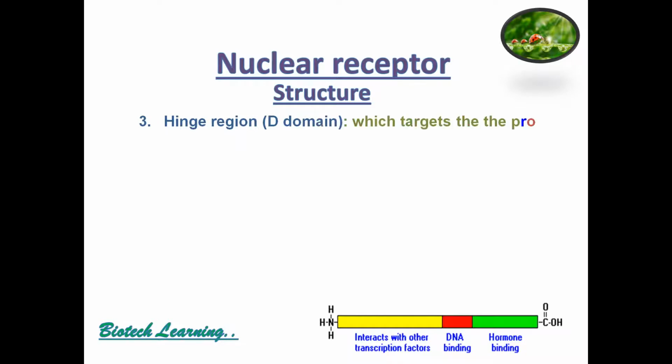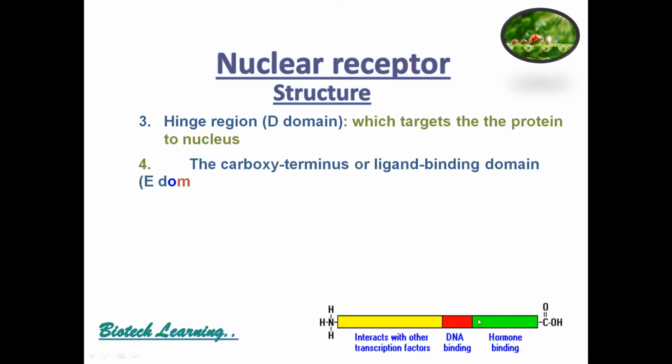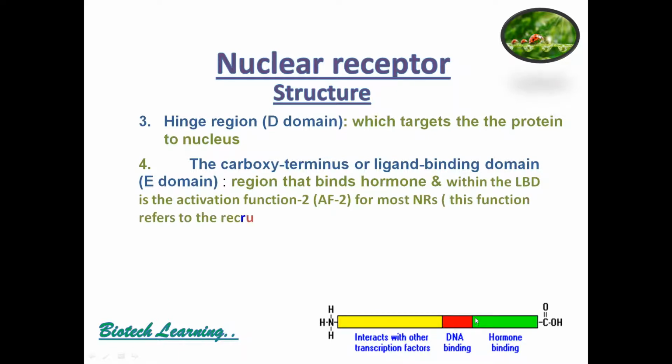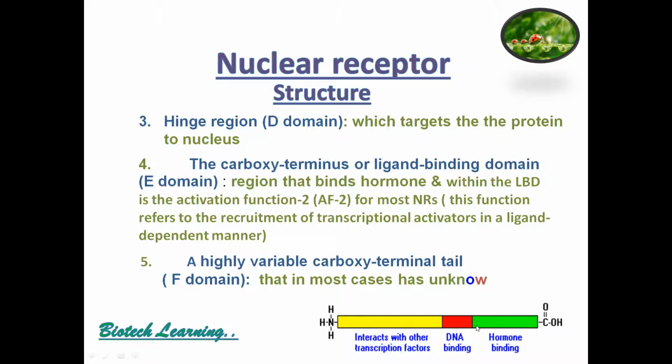And then there is a hinge domain or the D domain, which targets the protein to the nucleus. That is, it has the nuclear localization signal, NLS. And then you have the carboxy domain or the ligand binding domain or hormone binding domain. This is the E domain, and sometimes there is an F domain, that's a highly variable carboxy terminal tail. So this is the common structure for all nuclear receptors.